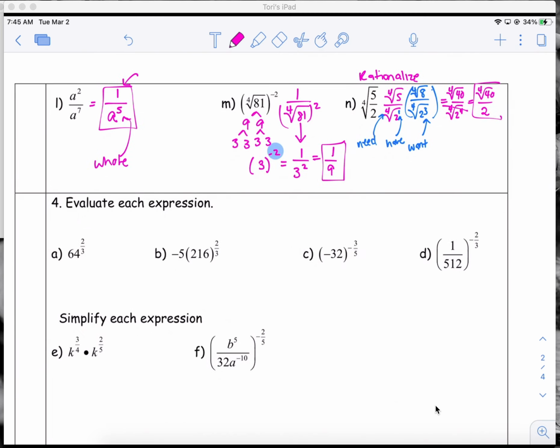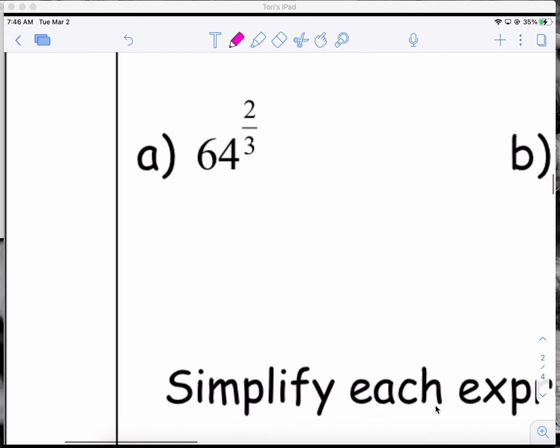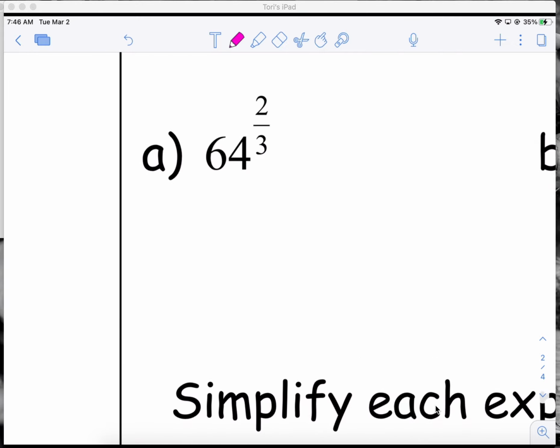The bottom is saying evaluate. Evaluate means there are no variables. I need a final number answer. So you can use radicals, you can use fractional exponents, whatever makes the most sense to you. For me, radicals are easier.